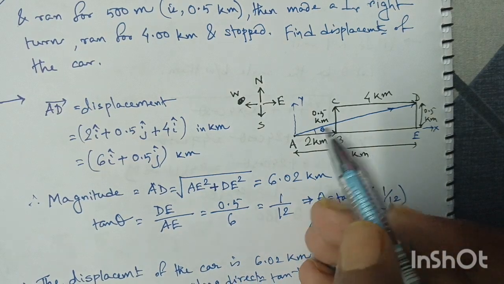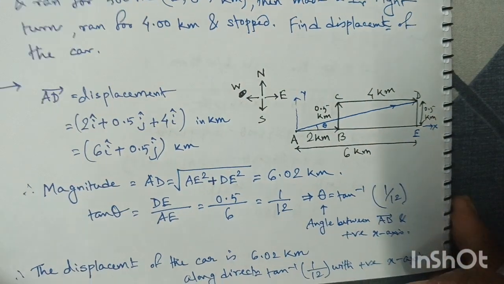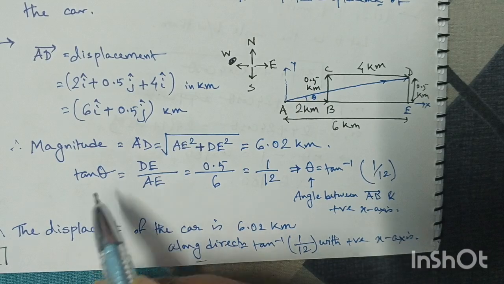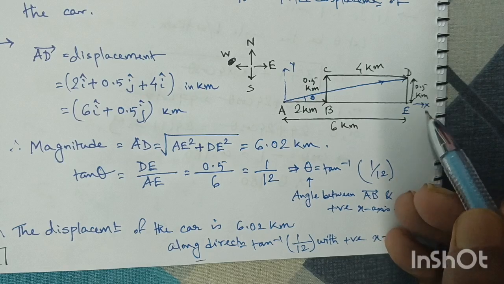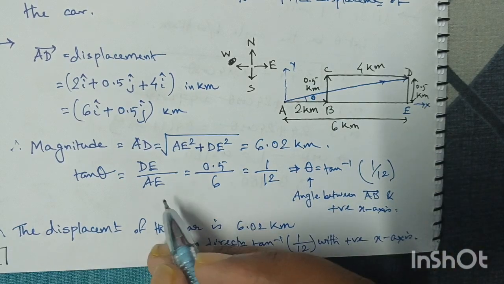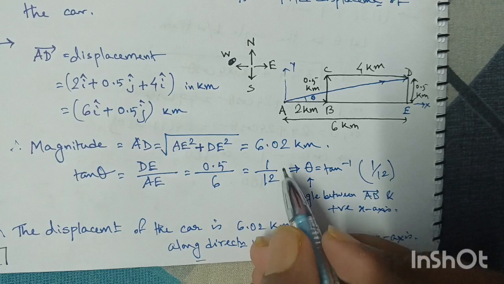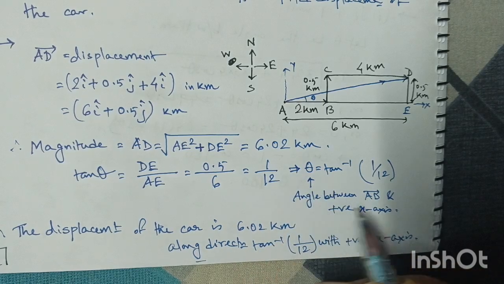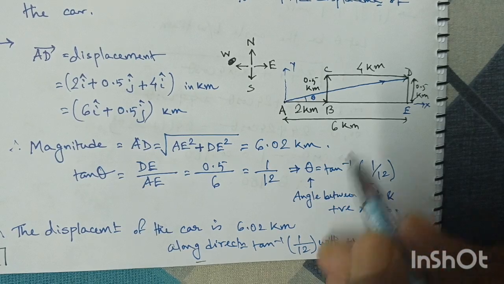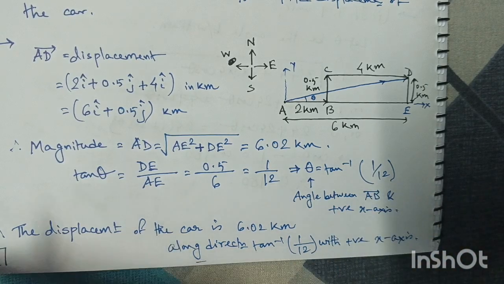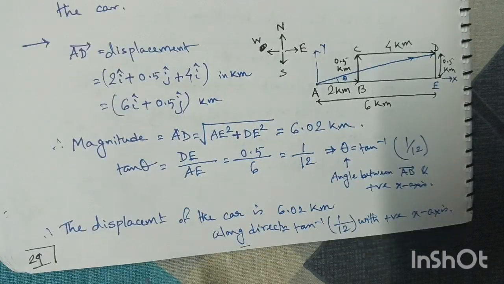Now let theta be the required angle. Therefore tan theta is equal to, as is evident from the figure, d over a, equal to 0.5 over 6, equal to 1 over 12. Therefore theta, that is the angle between AD and the positive x-axis, is equal to tan inverse 1 over 12, whose value can be calculated using a calculator. Therefore the displacement of the car is 6.02 kilometer. It is the magnitude, and for the direction, it is along tan inverse 1 over 12 with the positive x-axis.